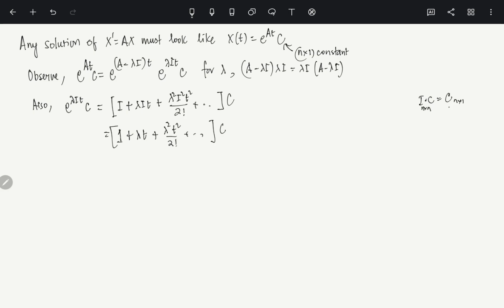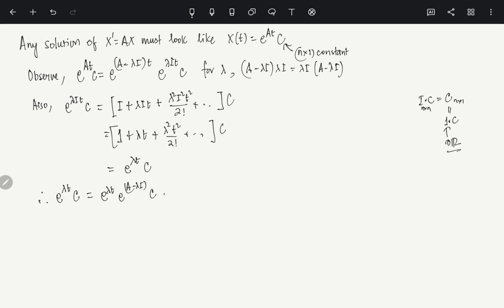Now you see, this matrix C is nothing but 1 times C. 1 is the scalar in R, so we are using that fact here. If you do that, this is nothing but e power lambda t times the matrix C. Therefore, e power lambda t times the vector C is nothing but e power lambda t, which is real, times e power A minus lambda I times C. So a matrix exponential, we just wrote as a scalar, and the other part is the matrix exponential part.